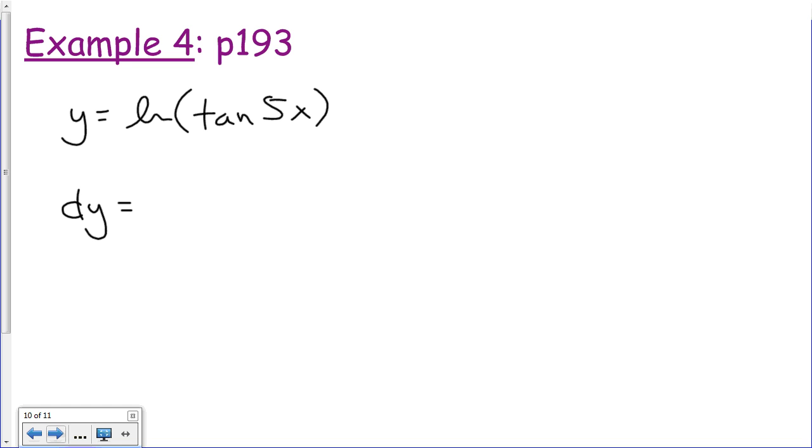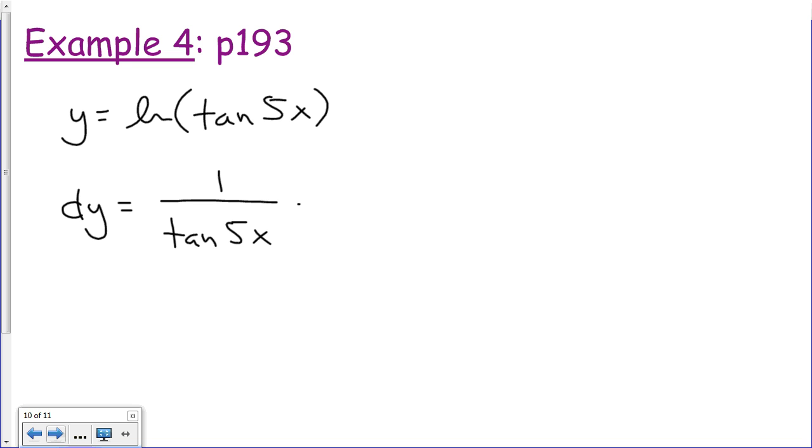So to find dy, the differential of y, we just simply take the derivative of our function, which is a composite function. So let's follow chain rule here. Derivative of natural log is 1 over something. And chain rule says you substitute in the inside function, tangent of 5x. And then finally, you multiply by the derivative of the inside function.